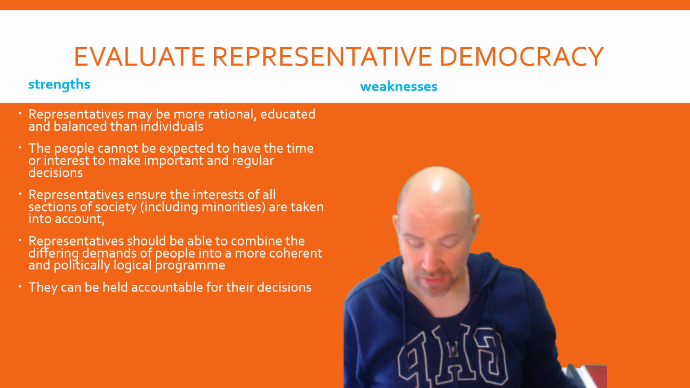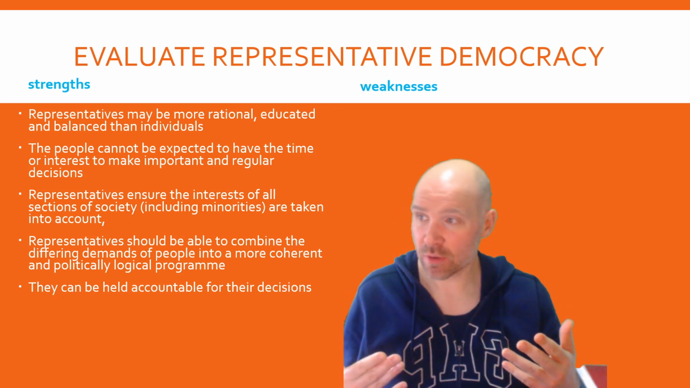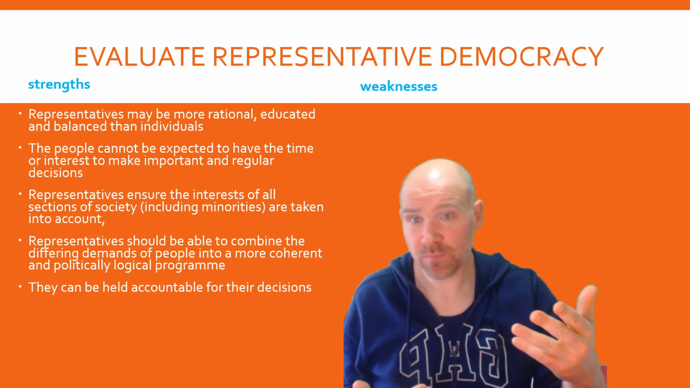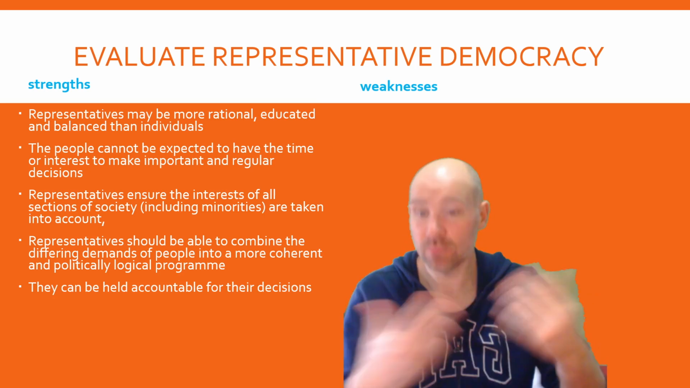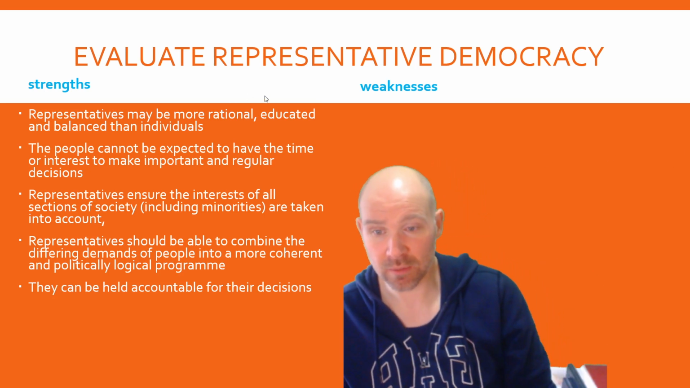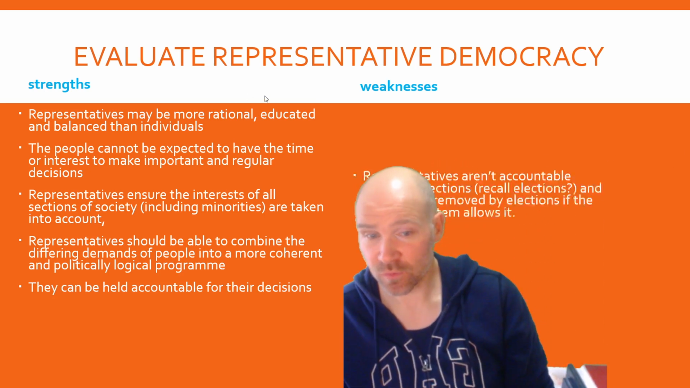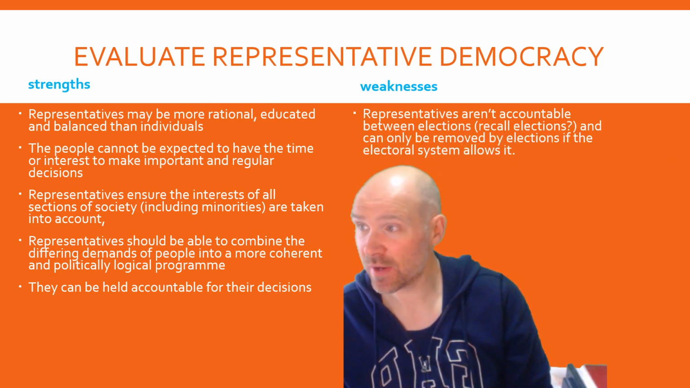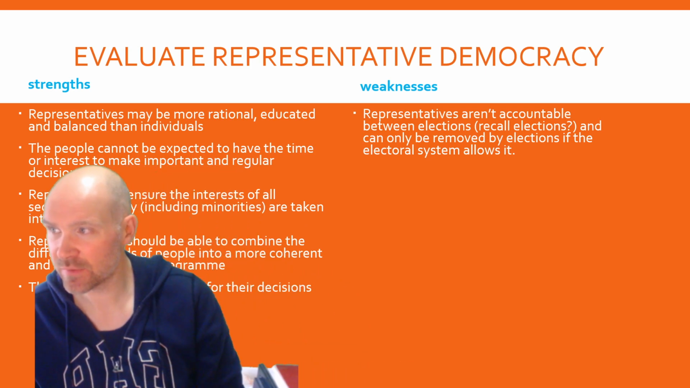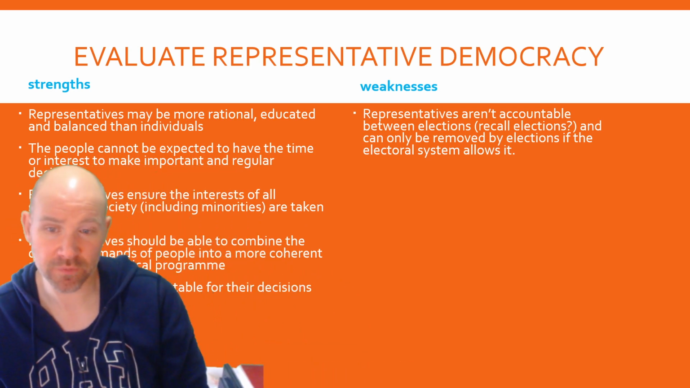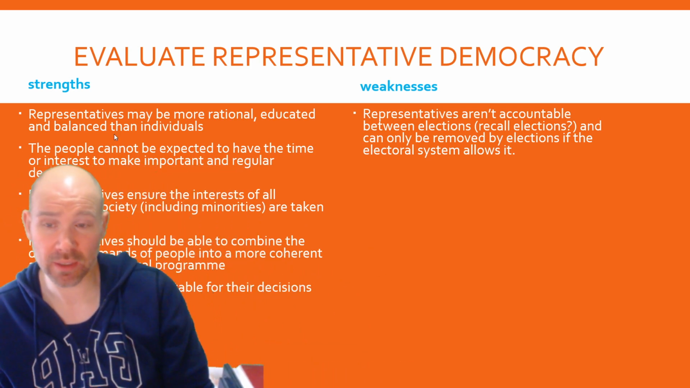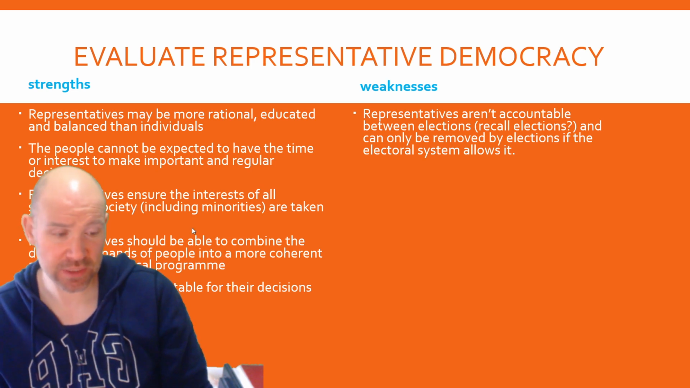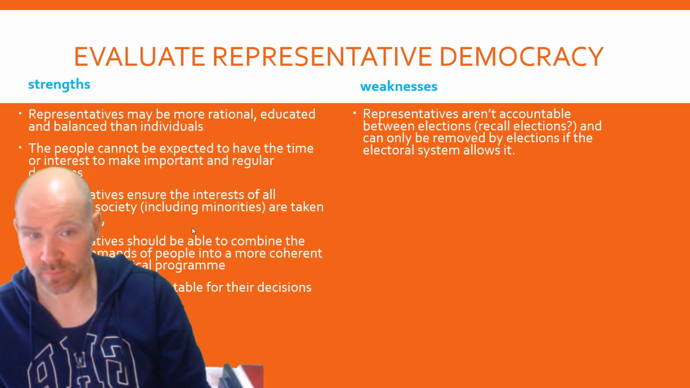With representative democracy, you always have the choice to keep them, to vote for them again, or to remove them if you don't like them. They are accountable for their decisions. So far it sounds pretty good. We have these wonderful, beautiful representatives who make these glorious decisions on our behalf, who we can remove if we don't like, and who make decisions on the basis of looking after everyone.